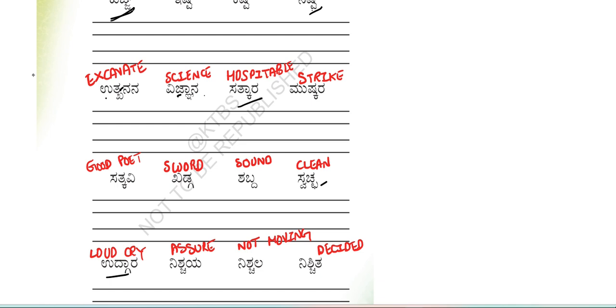Udgara. Udgara means a loud cry. Then Nishchaya. Nishchaya means assure. Nischala means something which will not move, which is always constant, staying at the same place. Then Nishchita. This sha is having e gunita akshara, so that will come to cha. So Nishchita means something which is decided and agreed upon.